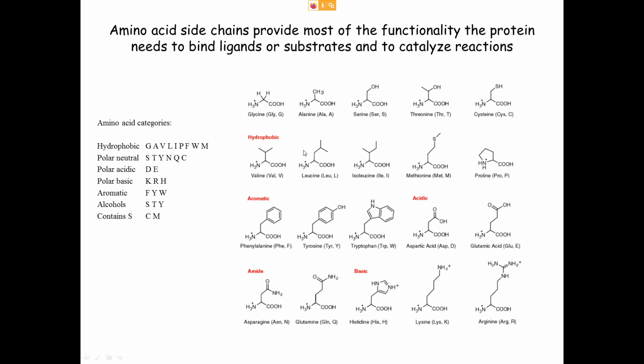We call those hydrophobic ones. Occasionally, there's one that wraps back around to its nitrogen. That's proline. It's an unusual one. This one has a sulfur in the middle of the chain. That's methionine. Right? And then some are alcohols, like these up here. They've got OH groups up there.